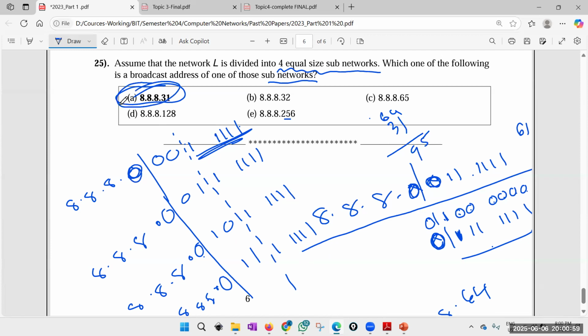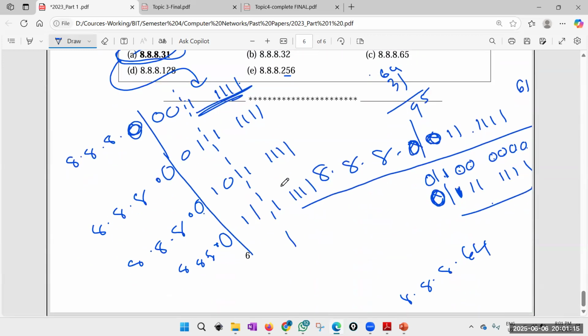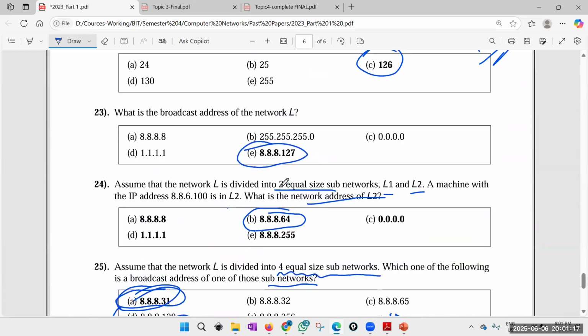So this is the answer. This is the broadcast ID of the first subnetwork, taking 0 0. Other subnetworks 0 1, 1 0, 1 1. Okay. Right. So if you know the theory, we did this in detail in the class, how to create subnetworks. Right. That's it.